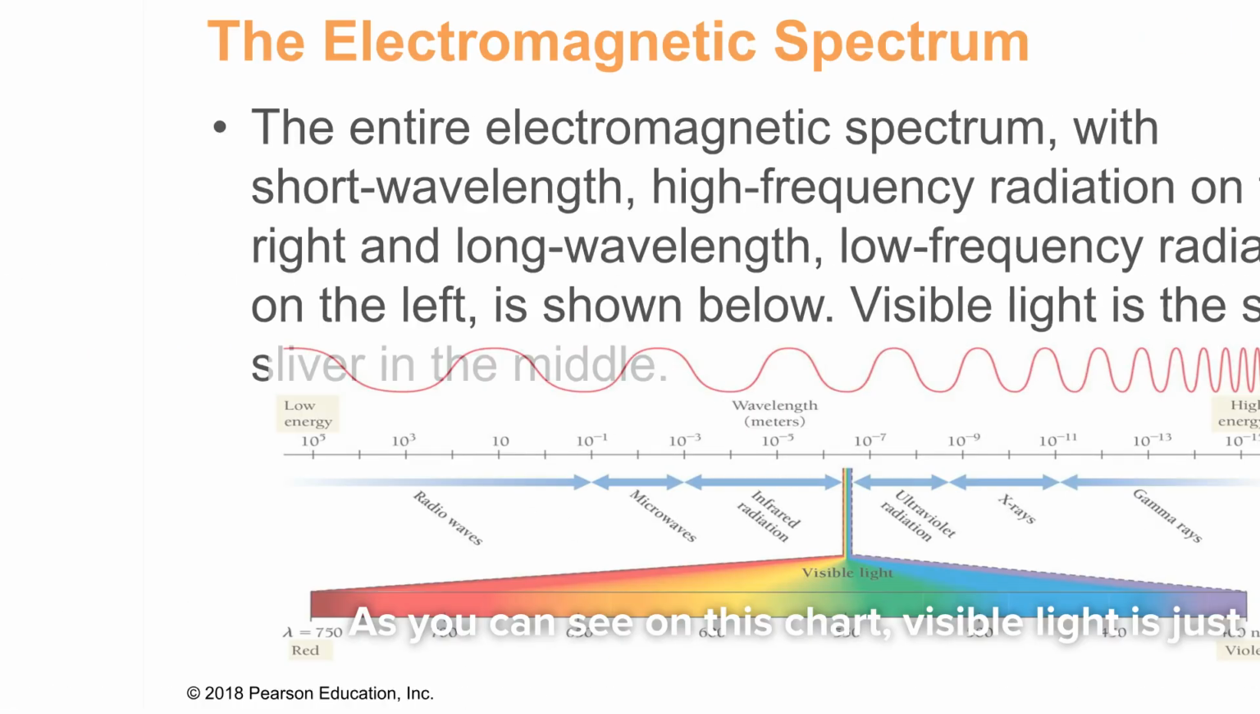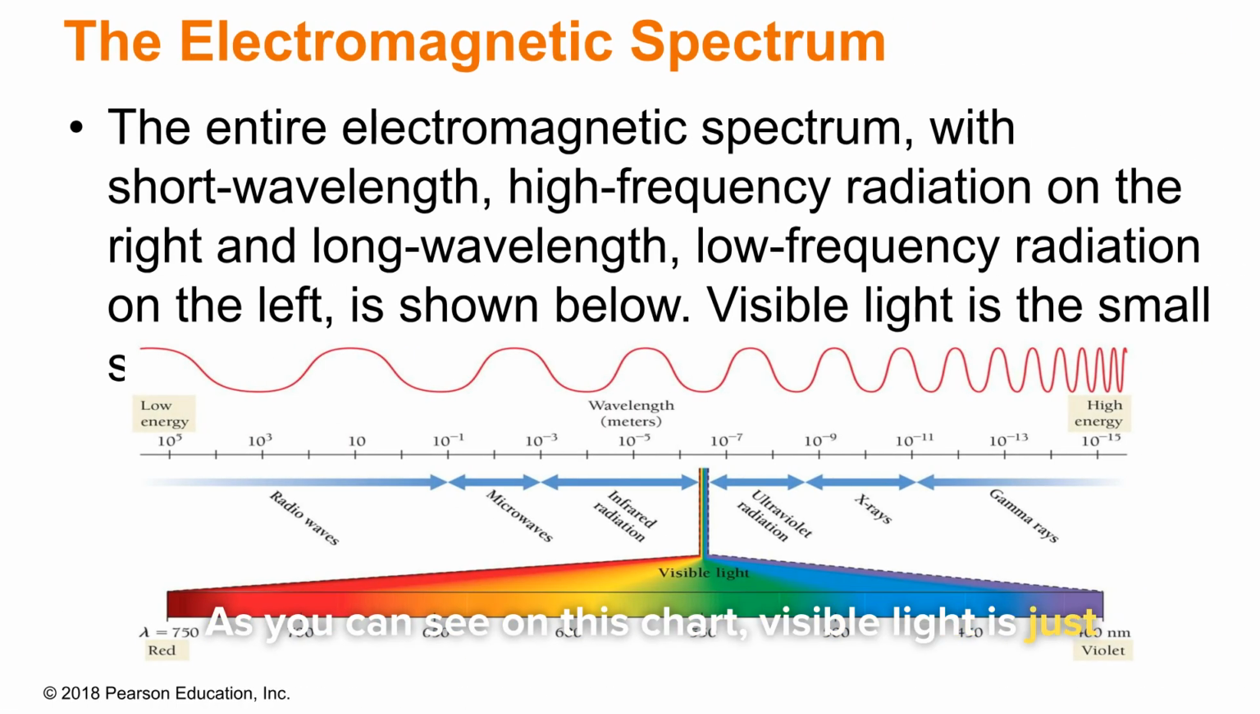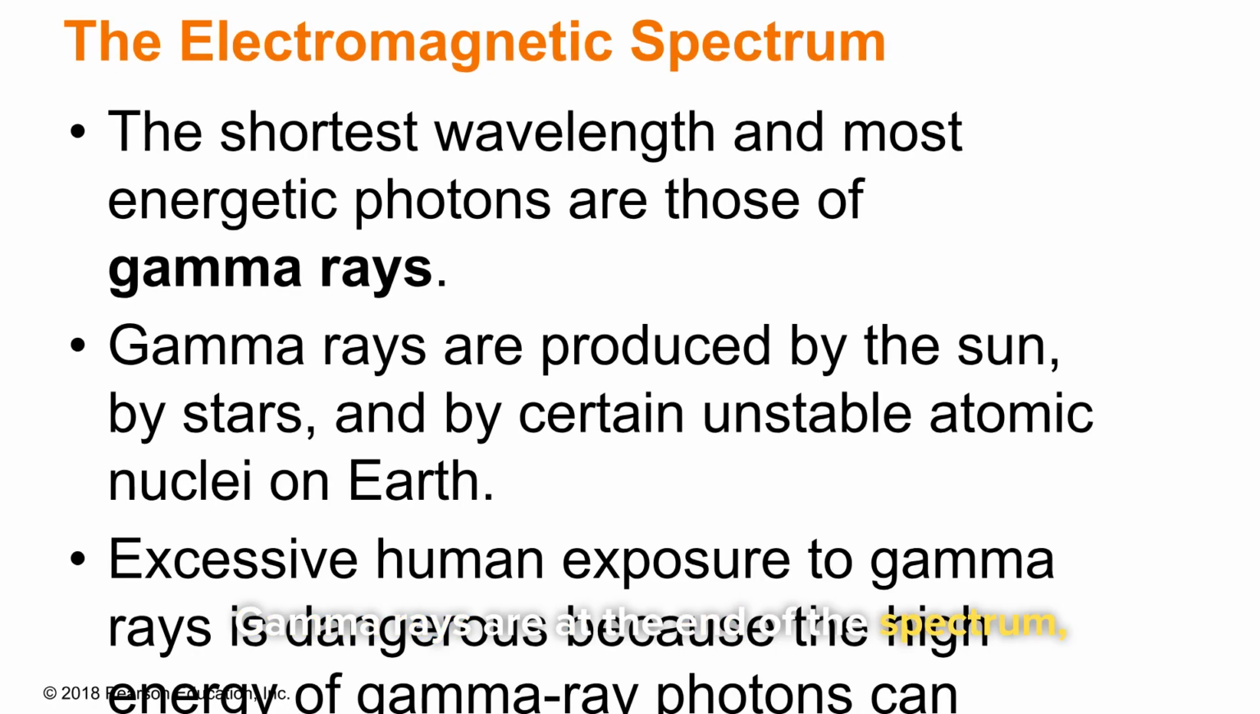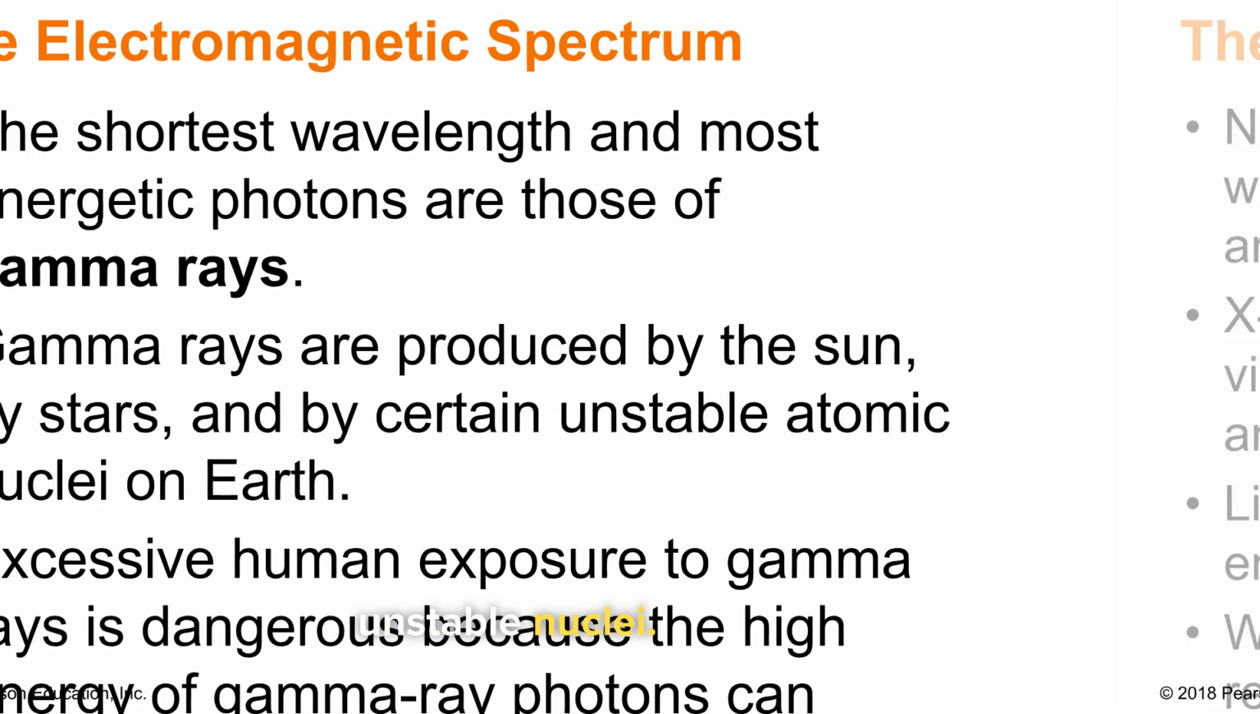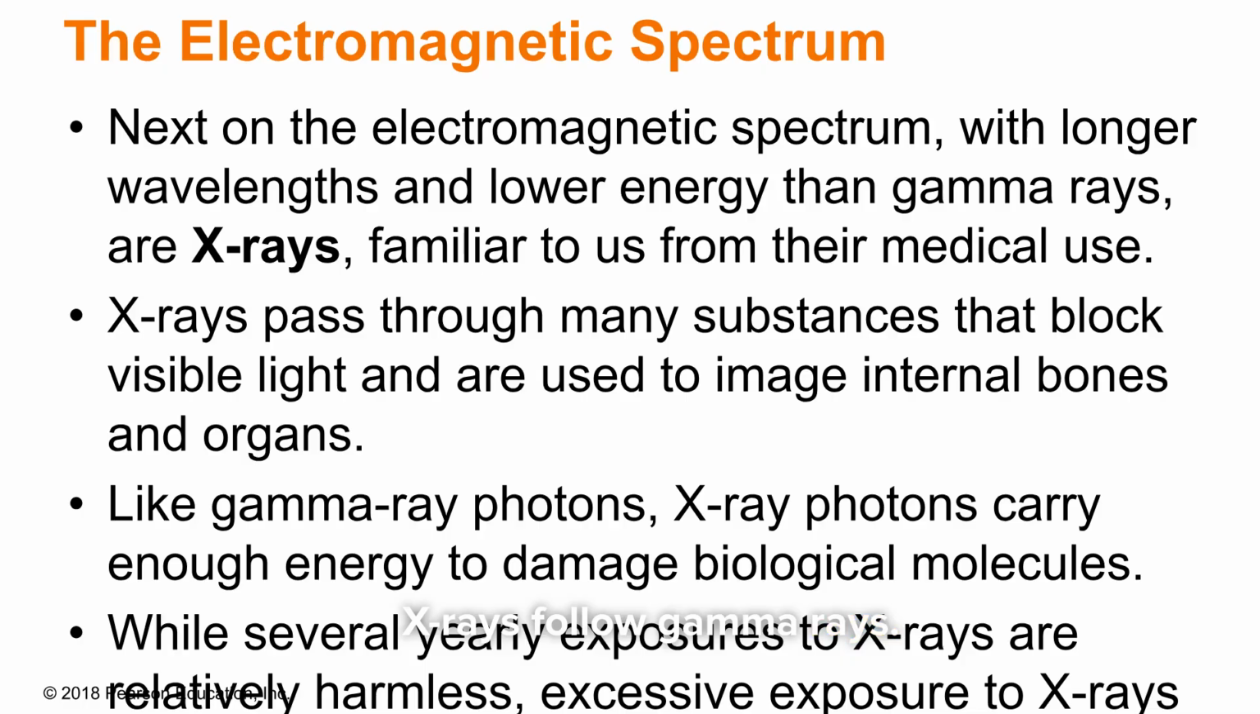This spectrum includes all types of radiation, from high-energy gamma rays to low-energy radio waves. As you can see on this chart, visible light is just a small portion in the middle, while high-frequency radiation is on the right and low-frequency is on the left. Gamma rays are at the end of the spectrum, representing the shortest wavelength and most energetic photons. They are produced by stars and certain unstable nuclei. X-rays follow gamma rays. While useful for medical imaging due to their ability to pass through many substances, they carry enough energy to damage biological molecules.